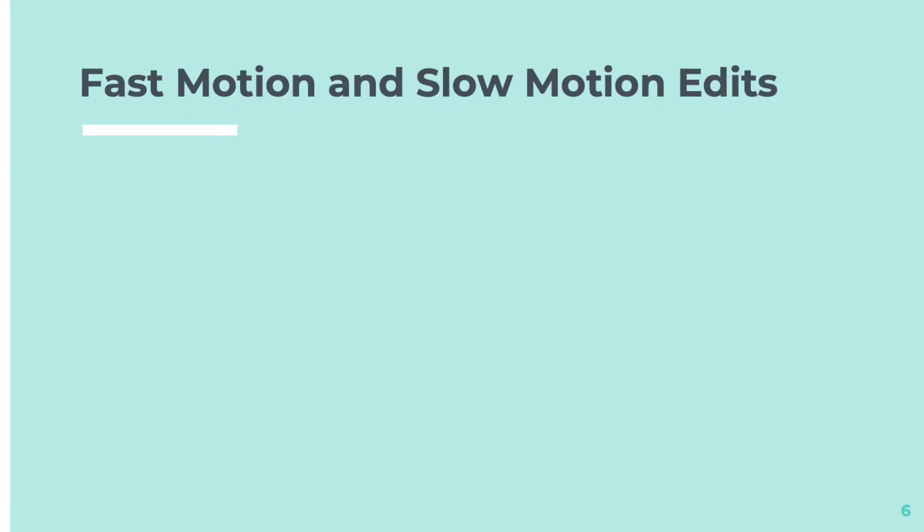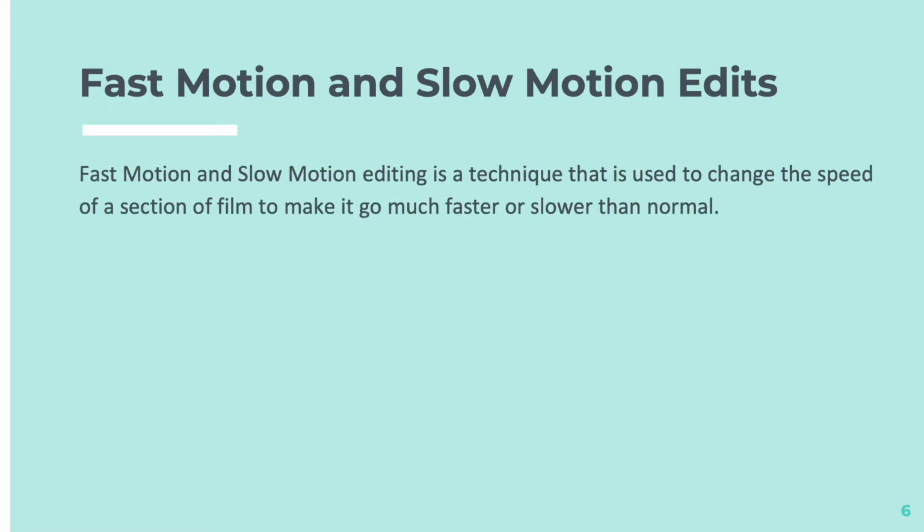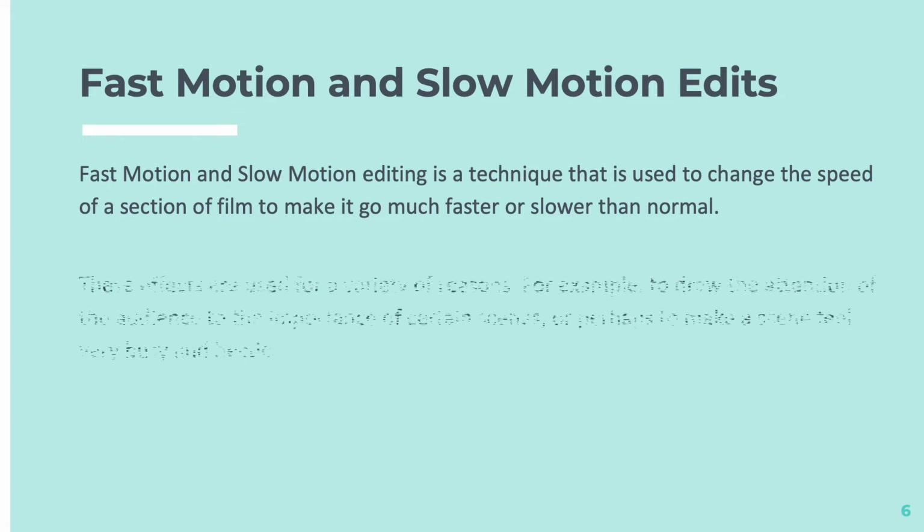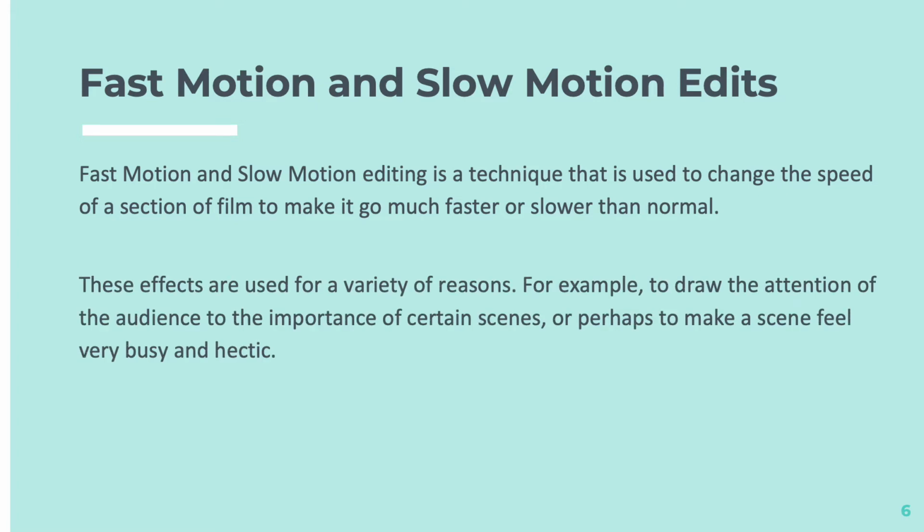So fast and slow motion edits. What exactly are they? Well, fast motion and slow motion editing is a technique that's used to change the speed of a section of film to make it go much faster or slower than it normally would. The effects are used for a variety of reasons. For example, it could be used to draw the attention of the audience to an important scene, or it could perhaps be used to make a scene feel very busy and very hectic.